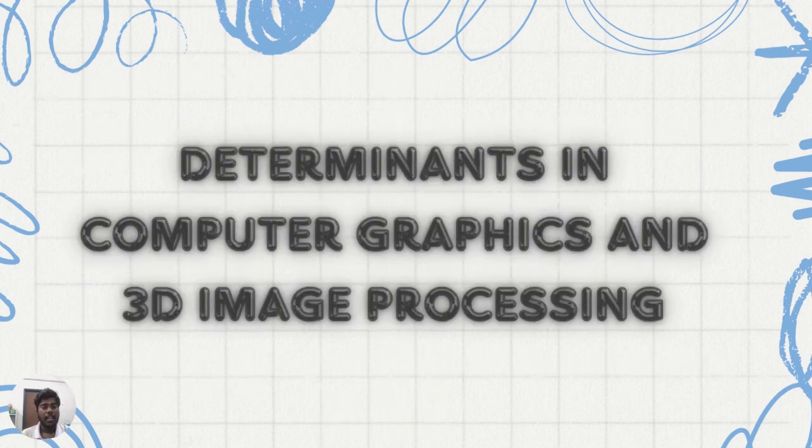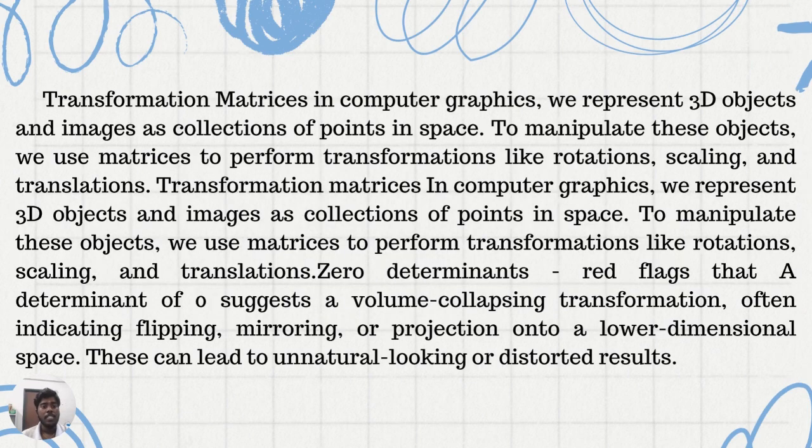After that, the second application is determinants in computer graphics and 3D image processing. In computer graphics, we represent 3D objects and images as a collection of points in space. To manipulate these objects, we use matrices to perform transformations like rotation, scaling, and translation.